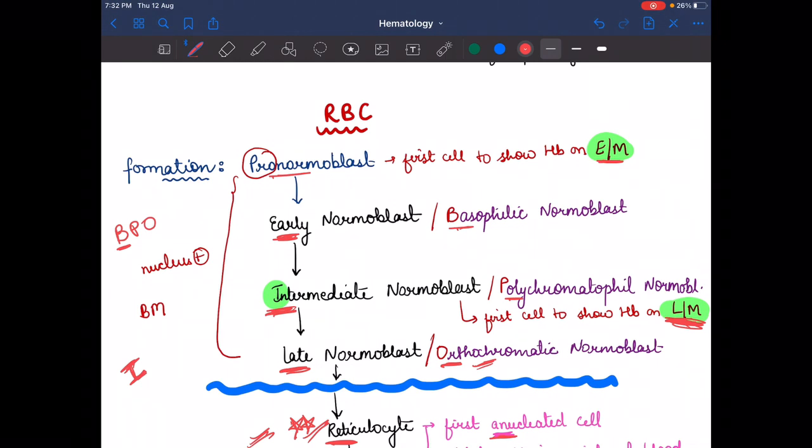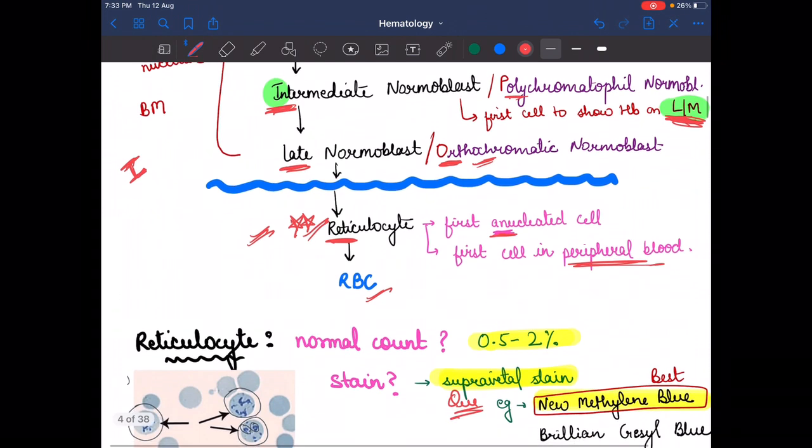And then early normoblast, intermediate normoblast, late normoblast. We can remember it like this also: BPO, like below poverty line, that is BPO. Here it is basophilic normoblast, polychromatophilic normoblast and orthochromatic normoblast. After this they move to the peripheral blood. The first cell to move to the peripheral blood is the reticulocyte.